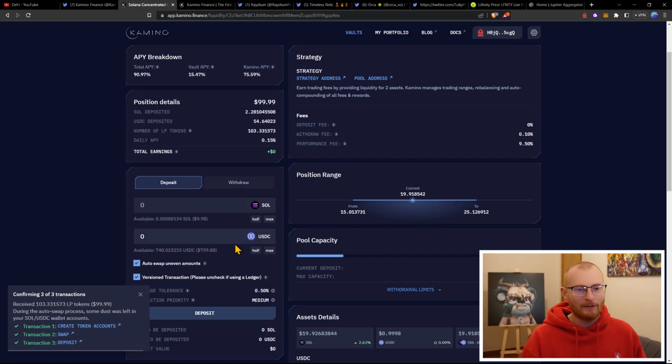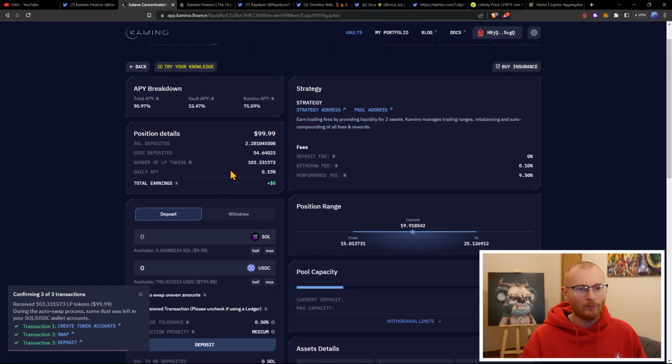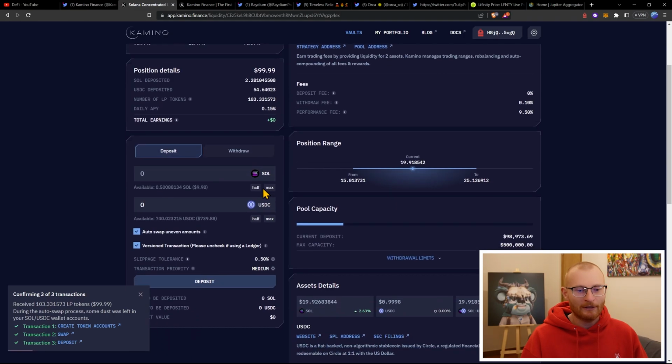All right. So it looks like we have deposited that there. We have the USDC deposited $54 and the SOL deposited 2.2. It wasn't exactly 50-50 because the way concentrated liquidity pools work is they're not 50-50. One is always a little bit higher depending on what the plan is. So our total earnings here, $0 thus far.